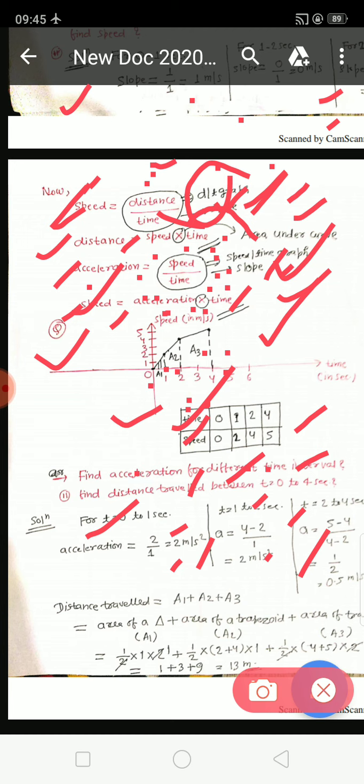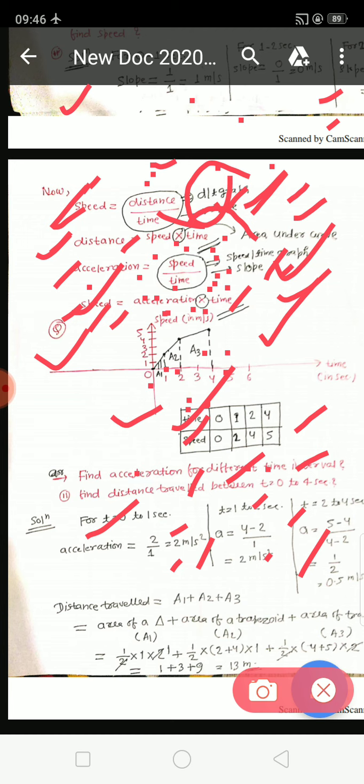So here, distance equals speed into time. In a speed-time graph, if a product is there, the area under the graph will give you the distance. If in an acceleration-time graph there is a product, the area under the acceleration-time graph will give you the speed. Okay, clear?